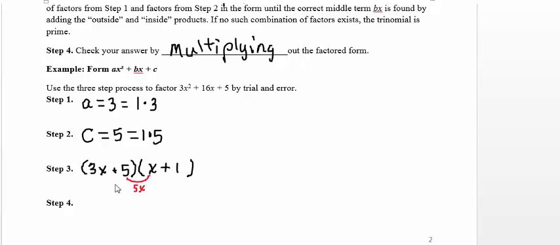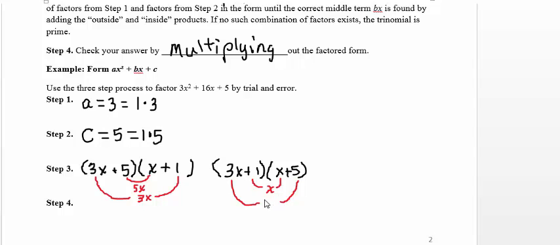Inside times inside gives me 5x. Outside times outside gives me 3x. And those add up to give 8x and not the 16x that I need. So let's switch this around. Let's write 3x plus 1 and x plus 5. So inside times inside is x, outside times outside is 15x, and these add up to 16x like I need them to. And in the first case, they only added up to 8x.